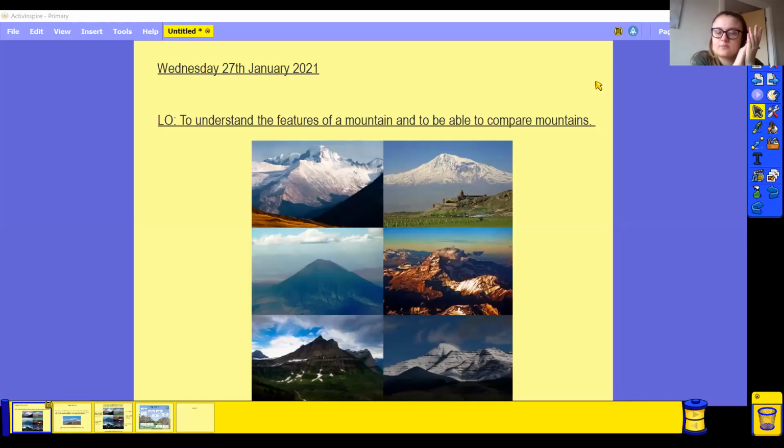It's a geography topic and we're going to be looking at mountains over the next few lessons. So in this lesson, what we're going to be doing is looking at the actual features of mountains, and then we're going to be comparing different mountains and seeing what similarities and differences there are.